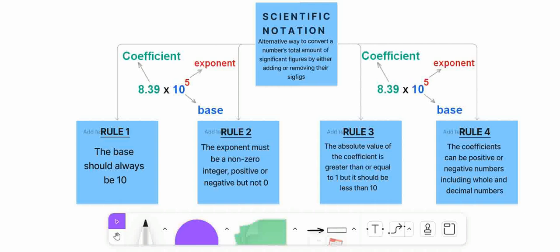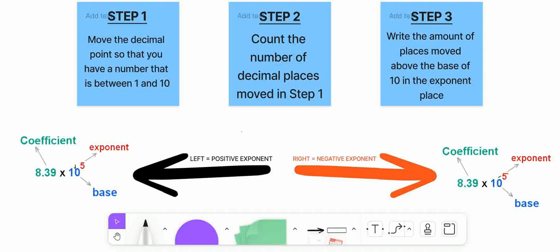Now, with the rules established, I'll give you a 3-step method to do scientific notation. Step 1 states to move the decimal point so that you have a number that is between 1 and 10. Step 2, count the number of decimal places moved in step 1. And lastly, step 3, write the amount of places moved above the base of 10 in the exponent place.